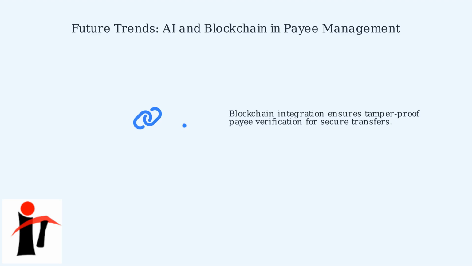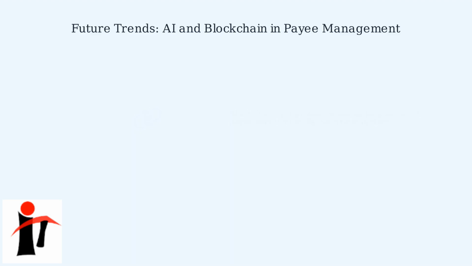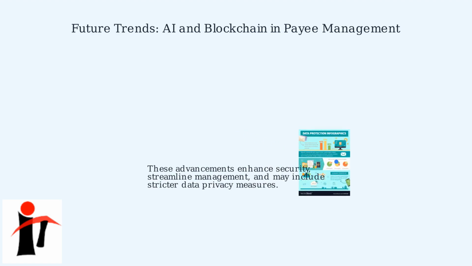Additionally, blockchain technology is being explored for payee verification. This would create an immutable record of payee details, making it nearly impossible for fraudsters to alter or spoof recipient information during transfers. Together, these innovations aim to significantly enhance security by automating routine tasks and providing cryptographic protection. However, as data privacy becomes increasingly important, users may encounter additional opt-in processes and controls over how their payee data is managed.